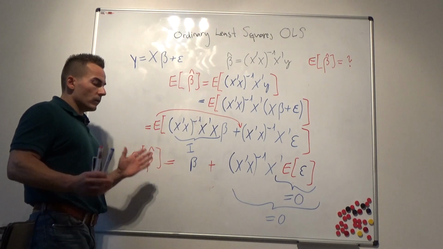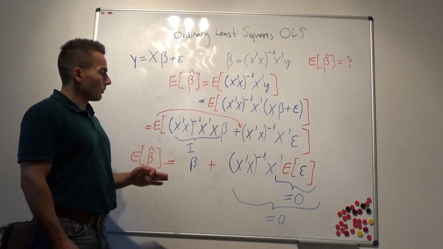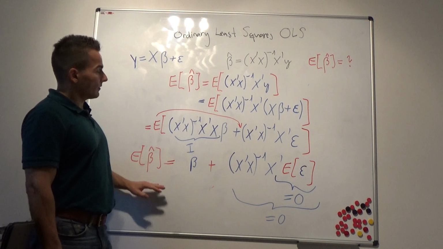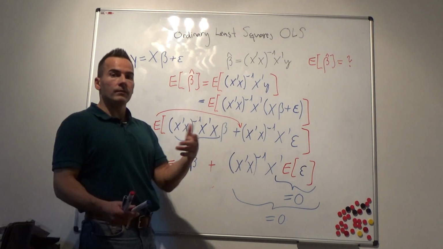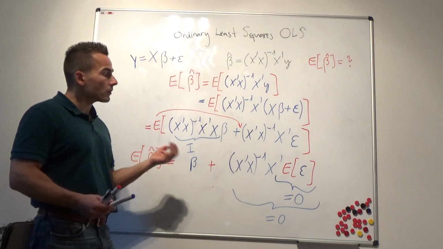And if you have time, you can Google it. The so-called Gauss-Markov theorem shows that the OLS estimator is BLUE. BLUE means best linear unbiased estimator, which is an important property.